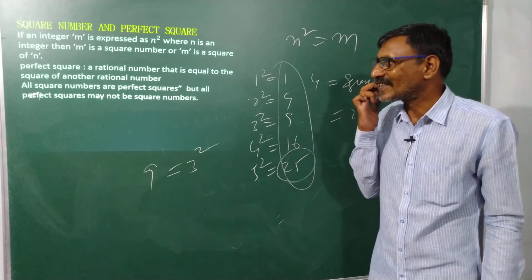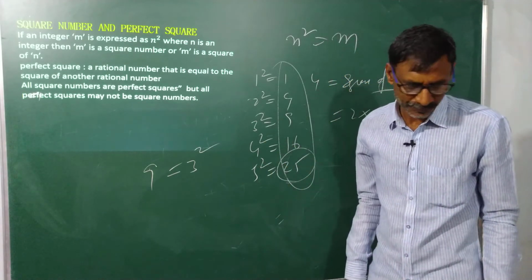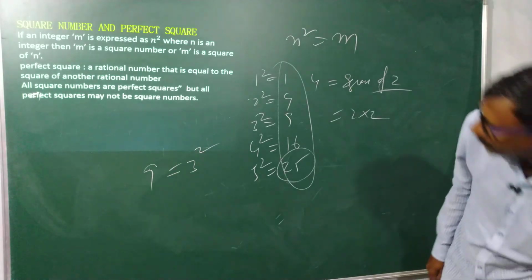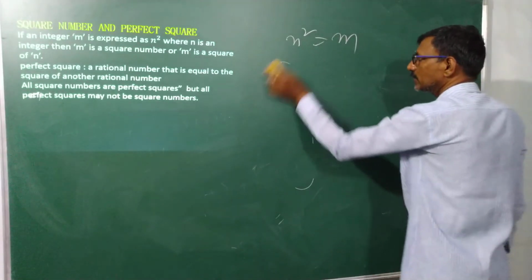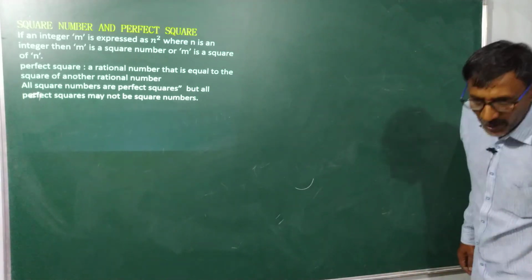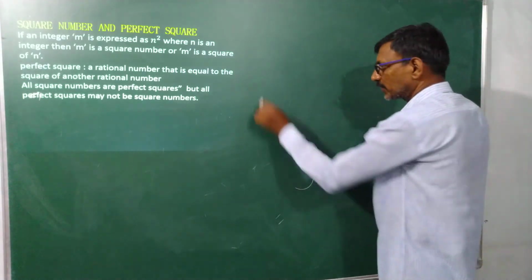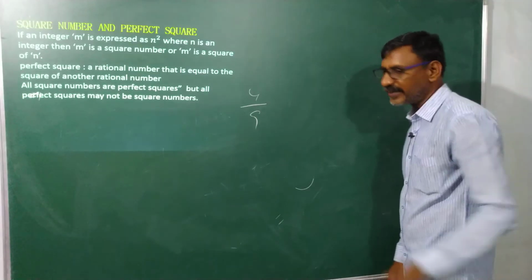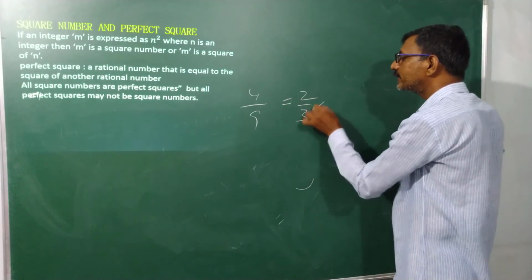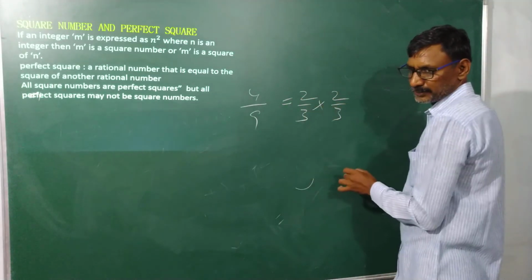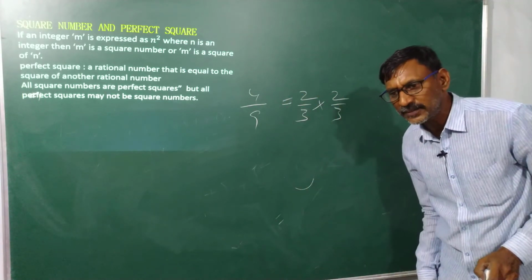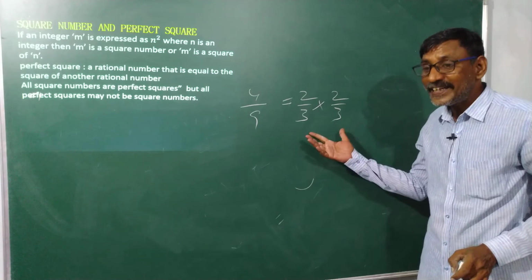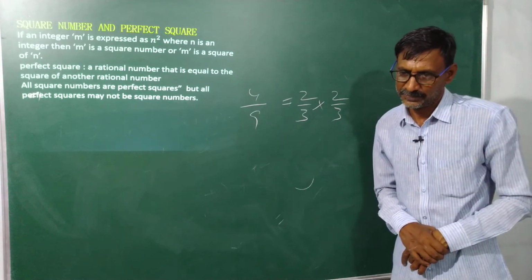The next one is the perfect square. See here, the perfect square. I would like to start with a rational number. Some 4 by 9 is there. We can write 2 by 3 into 2 by 3. That means a rational number can be expressed as a product of equal rational numbers.